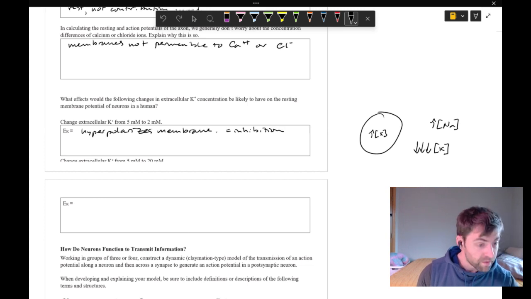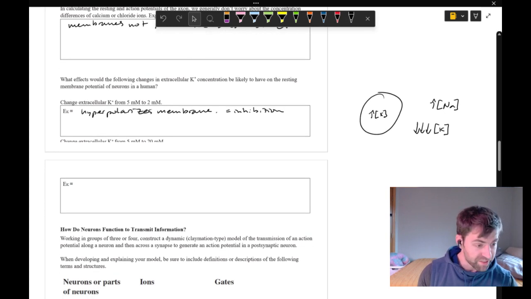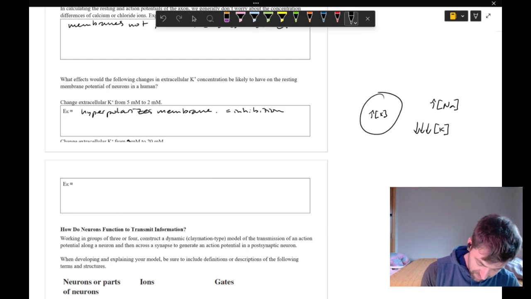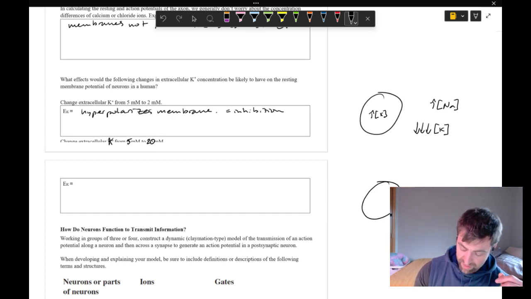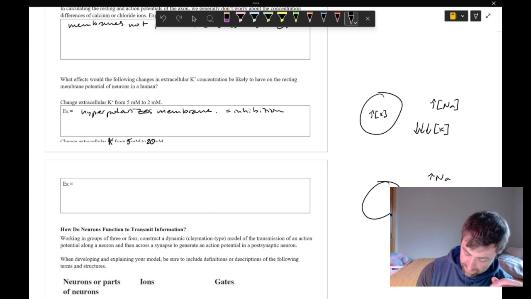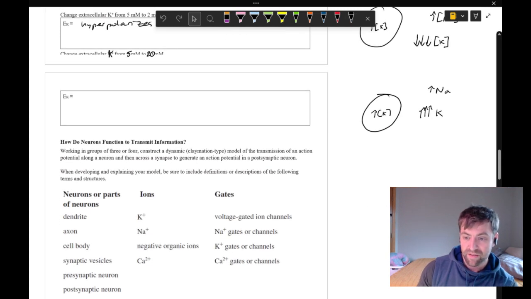Inhibition. What if we changed the extracellular potassium from 5 millimolar to 20 millimolar? So this is kind of the opposite, where now we are raising the potassium to meet the sodium, and we still have high potassium inside the cell.